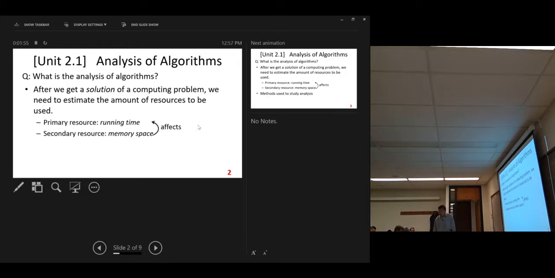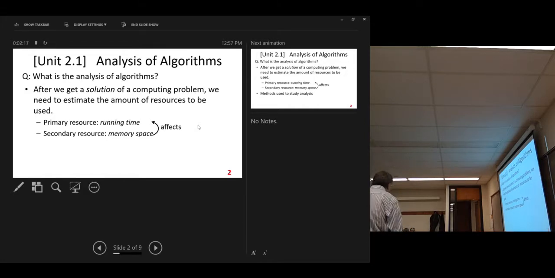Sometimes people may argue because right now the memory space becomes cheaper and cheaper, right? Per unit cost becomes cheaper and cheaper. So why is it so important? Actually, it is important. Why?